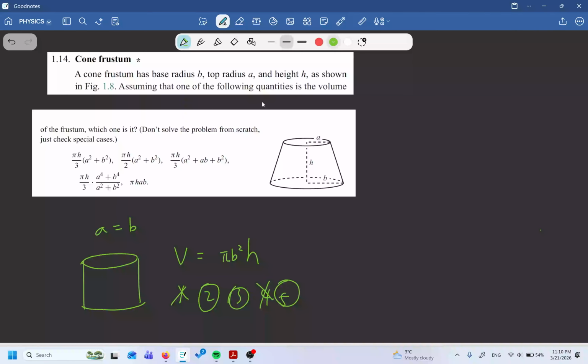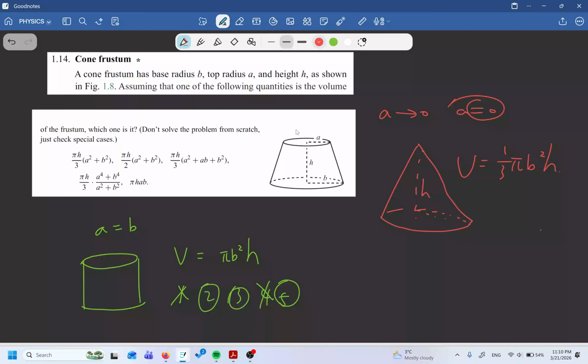So now let's try some other special cases. What if we say a goes to 0, or a equals 0? Then wouldn't this just become a cone of some sort? So this would just become a cone with height h, and so V would be 1 over 3 pi b squared h.